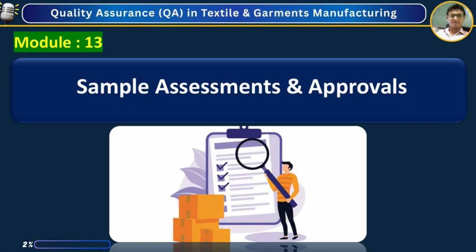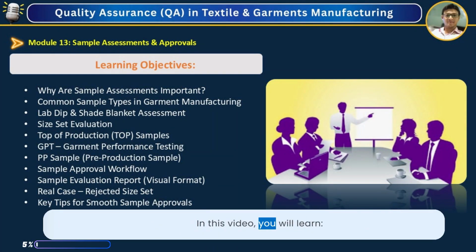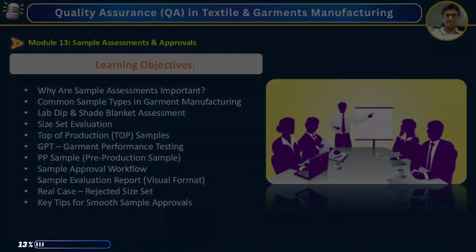In today's video, we will talk about Module 13, Sample Assessments and Approvals. In this video, you will learn why sample assessments are important, common sample types in garment manufacturing, lab dip and shade blanket assessment, size set evaluation, top of production samples, GPT (garment performance testing), PP sample, sample approval workflow, sample evaluation report, a real case of a rejected size set, and key tips for smooth sample approvals.